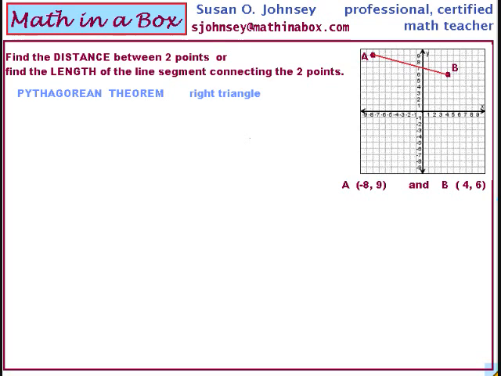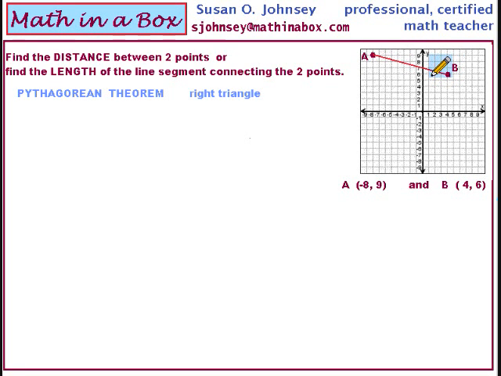In this lesson, we will learn how to find the distance between 2 points, or to find the length of the line segment that connects the 2 points. In the diagram to the right, you can see that I've already graphed point A, which is -8, 9, and point B, which is 4, 6. We would like to find the length of this line segment, or find the distance between the 2 points.